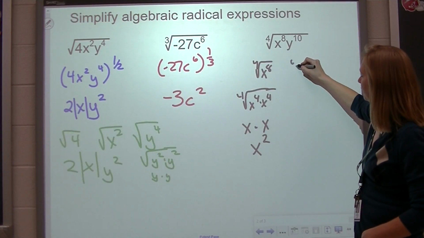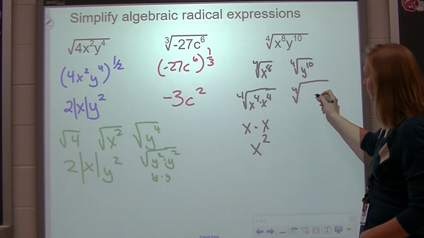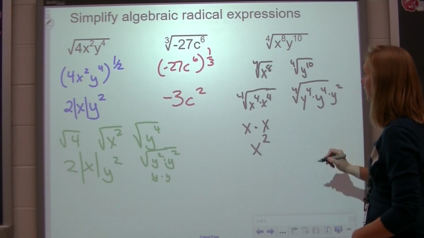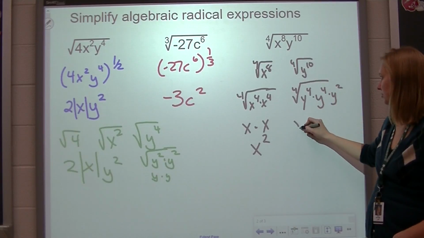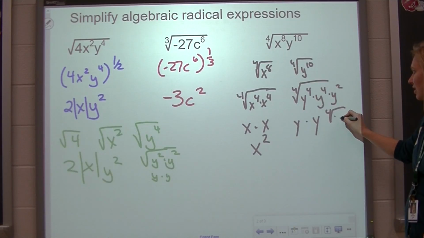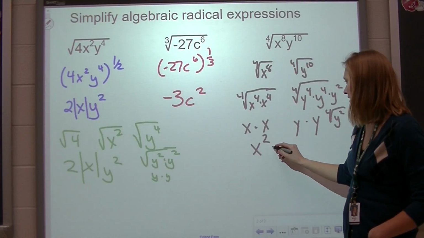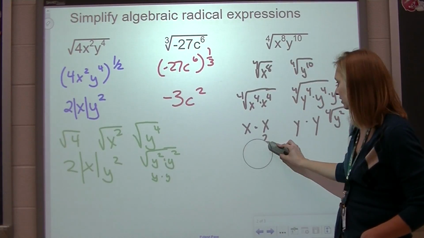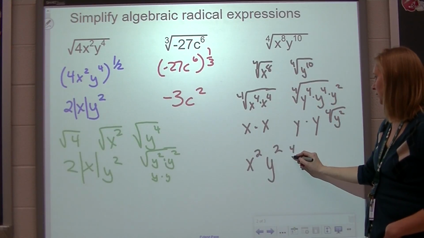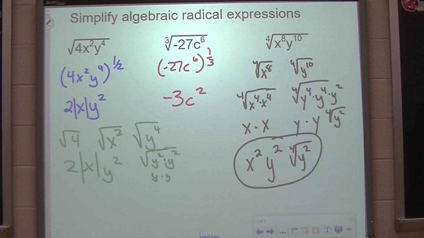Now for this, we have the 4th root of y to the 10th. That can be written as the 4th root of y to the 4th times y to the 4th times y squared. And the 4th root of y to the 4th goes to just y. But the 4th root of y squared can't simplify, so it needs to stay like that. So our final answer is going to be x squared, y squared, and then the 4th root of y squared. So that is your answer, simplified.